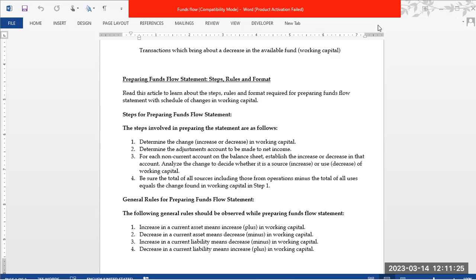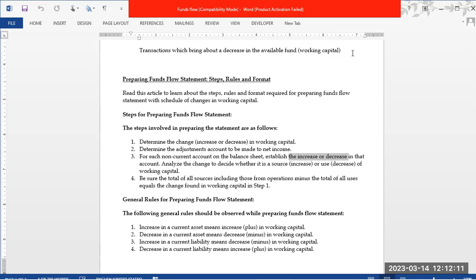for each non-current account of the balance sheet, establish the increase or decrease in that account. After determining the increase or decrease in working capital and the adjustment in the account, you are now supposed to establish the increase or decrease in that account. Analyze the change to decide whether it is a source, an increase, or a use, a decrease, of working capital. Hope we are together and you're getting this well.